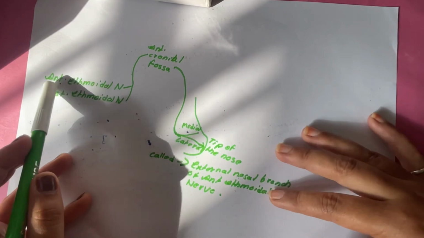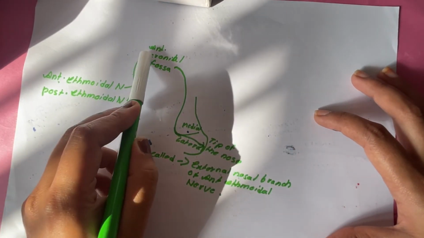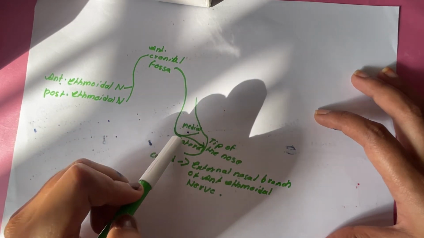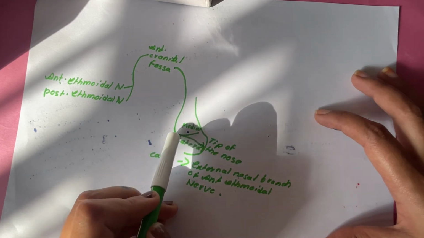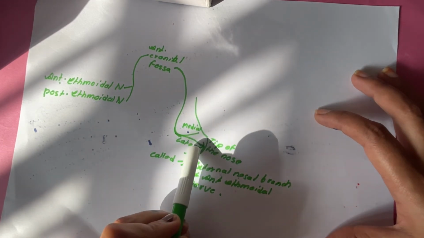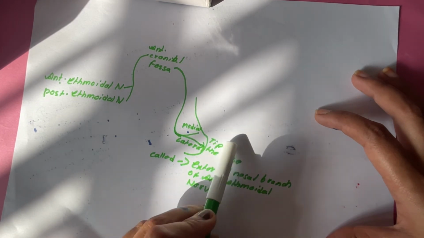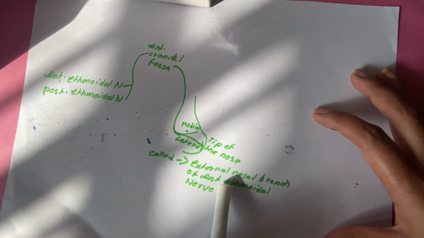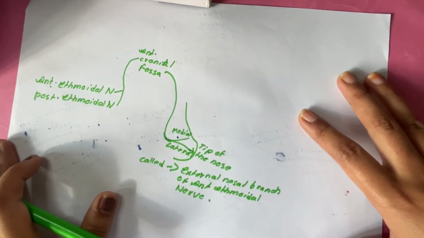And the anterior ethmoidal nerve and posterior ethmoidal nerve go upward to the anterior cranial fossa, and then go down to the nose, giving 2 branches, medial and lateral. Only the lateral branch supplies the tip of the nose, and this is also called the external nasal branch of the anterior ethmoidal nerve. And this is the summary of the ophthalmic branch of the trigeminal nerve.